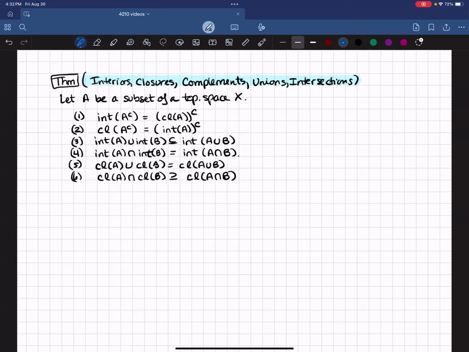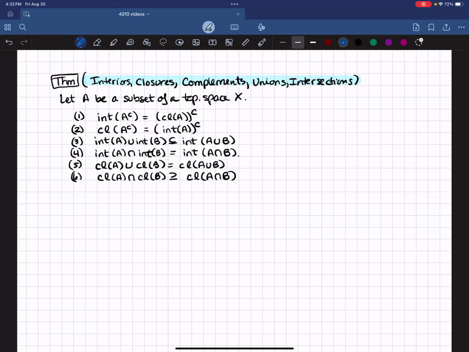All right, so these identities are useful sometimes when you're asked to find an interior or a closure. You can sometimes use these so that you can find it in parts and then put them all together. And they can also be useful in proofs to be able to manipulate expressions and then rewrite them in different ways.